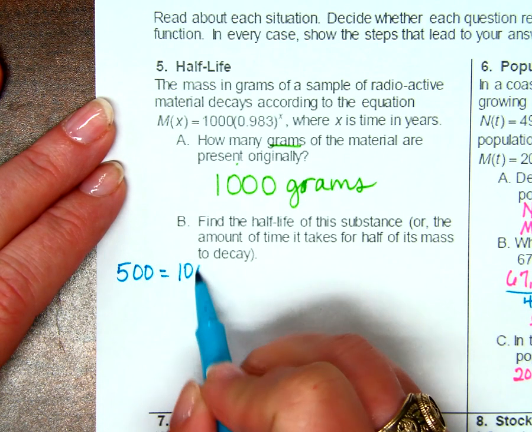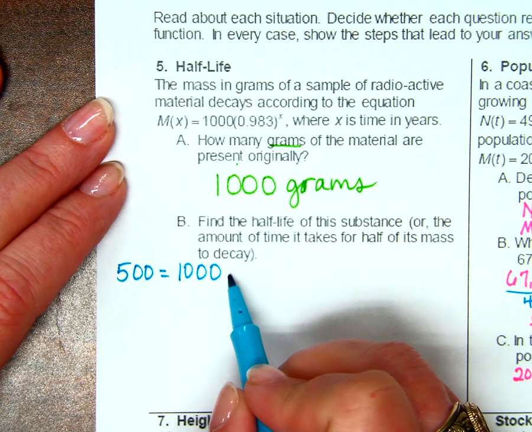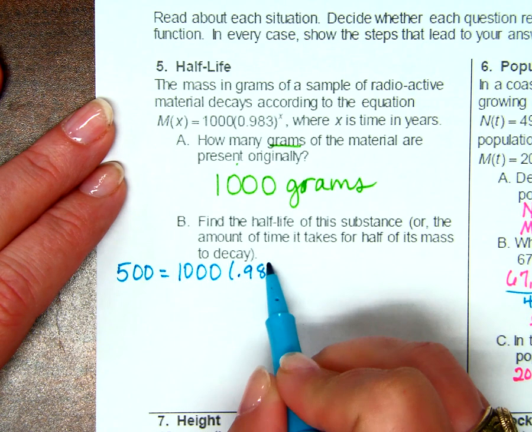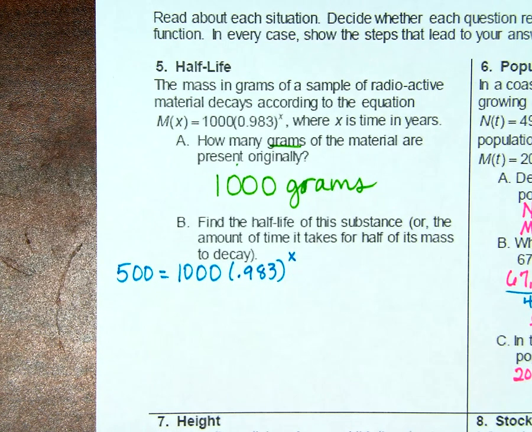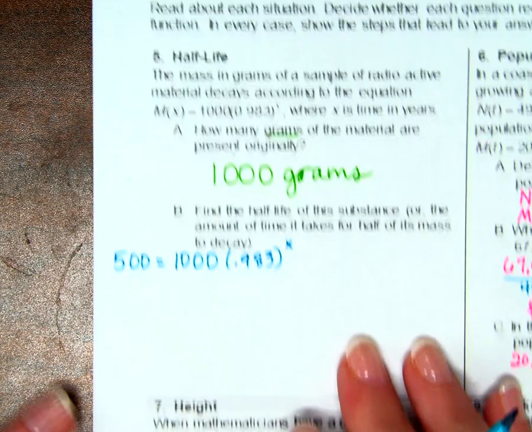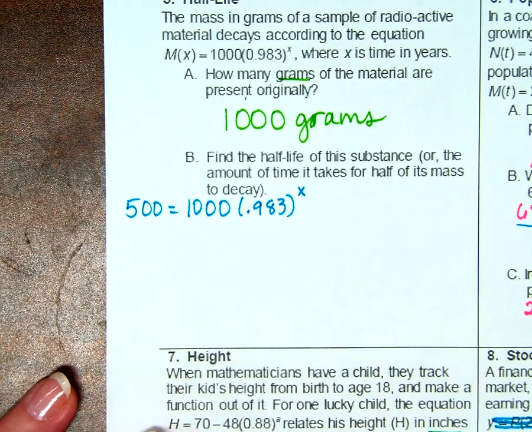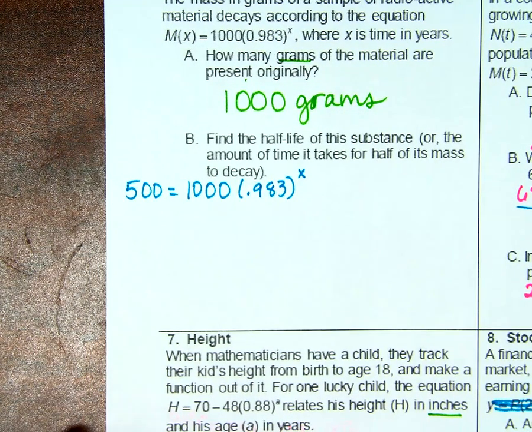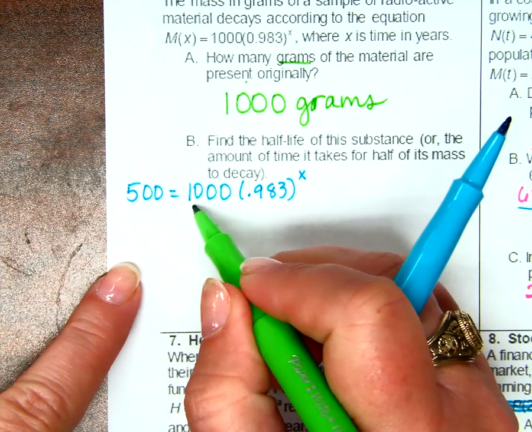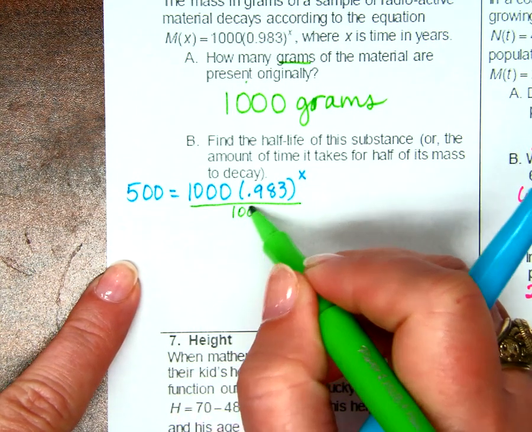equals 1,000 times 0.983 to the x power. So how do we go about solving this one? Before we can put it in logarithmic form, we have to isolate the base. Exactly, we have to divide, right? So what are we dividing by? So we're going to divide both sides by 1,000.